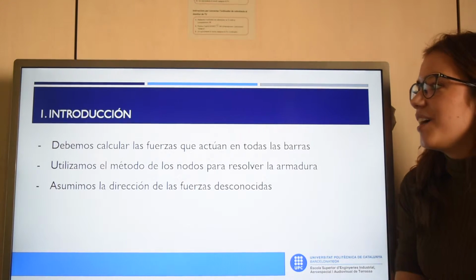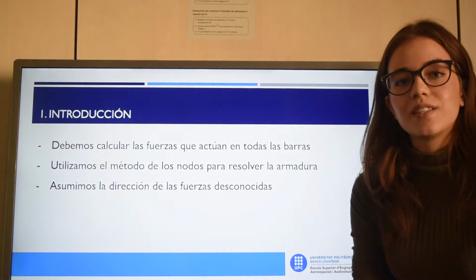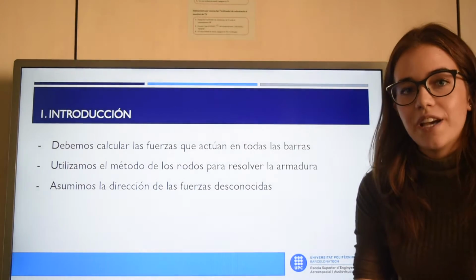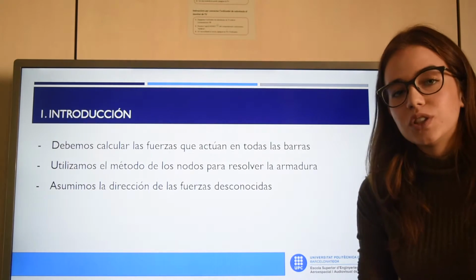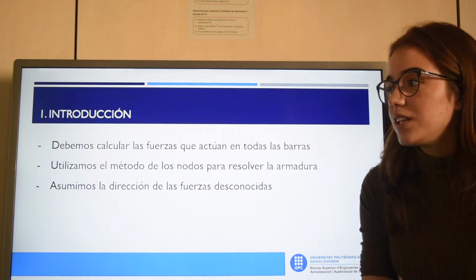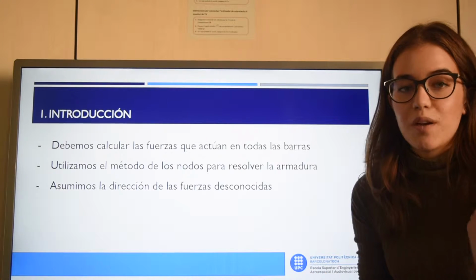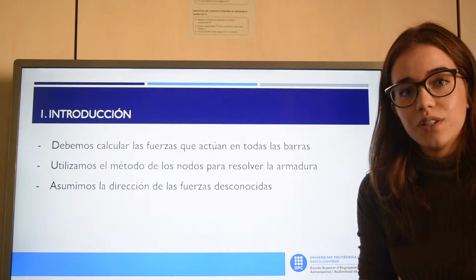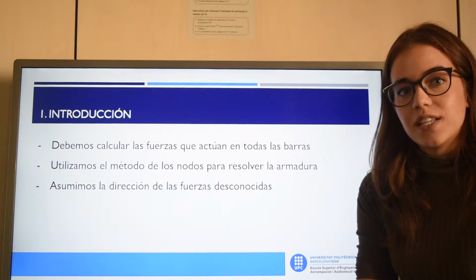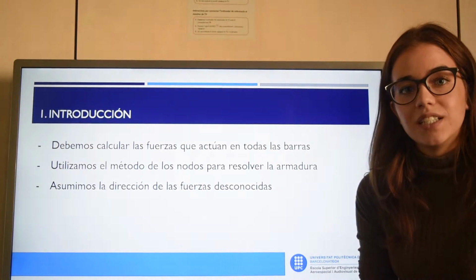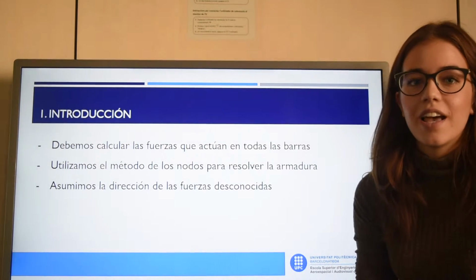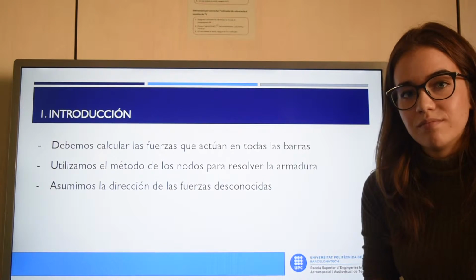Okay. What we have to do is calculate the forces that affect each bar. In order to do so, we've used the method of nodes, which consists of drawing the diagram of each of the forces affecting each node, so we can then do the summation of the forces on both axes, y and x, and then obtain the values of those forces.